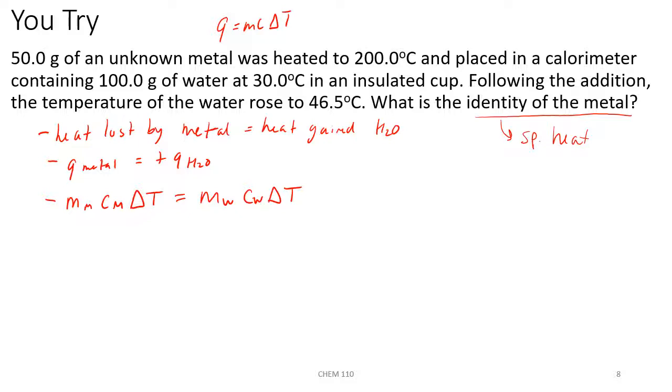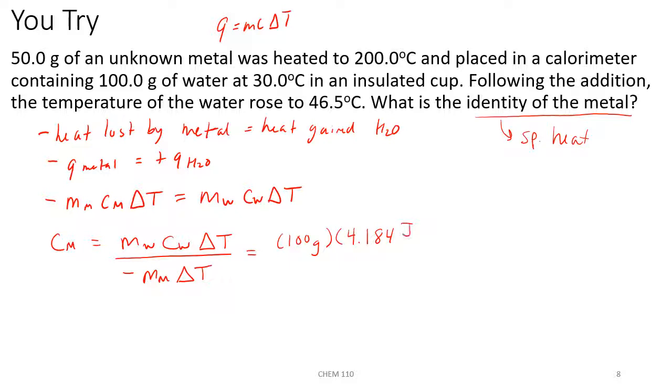If we rearrange and solve for C sub M, that'll be equal to mass of our water, specific heat of our water, times delta T, divided by negative mass of our metal times delta T, change in temperature of our metal. Our mass of our water, we were told, was 100 grams. The specific heat of our water is 4.184 joules per gram degrees Celsius.